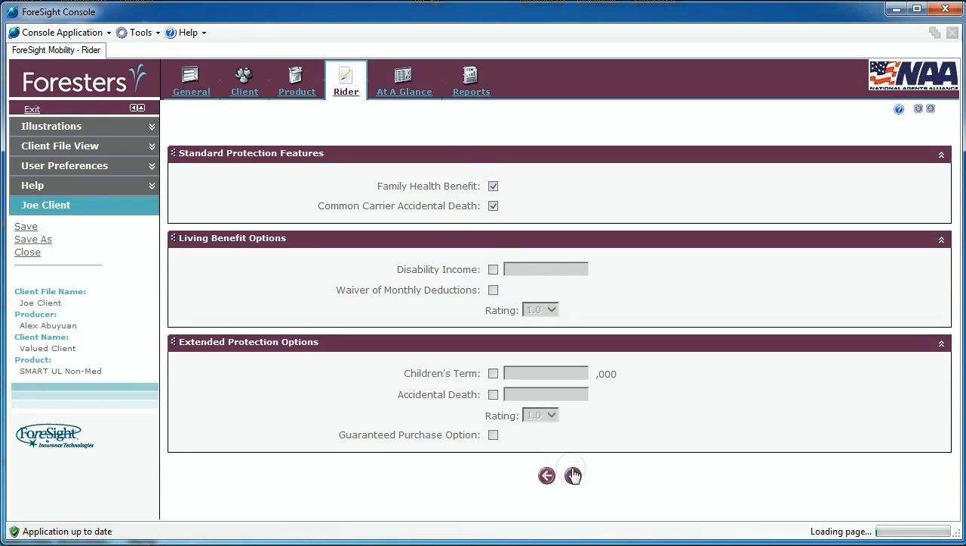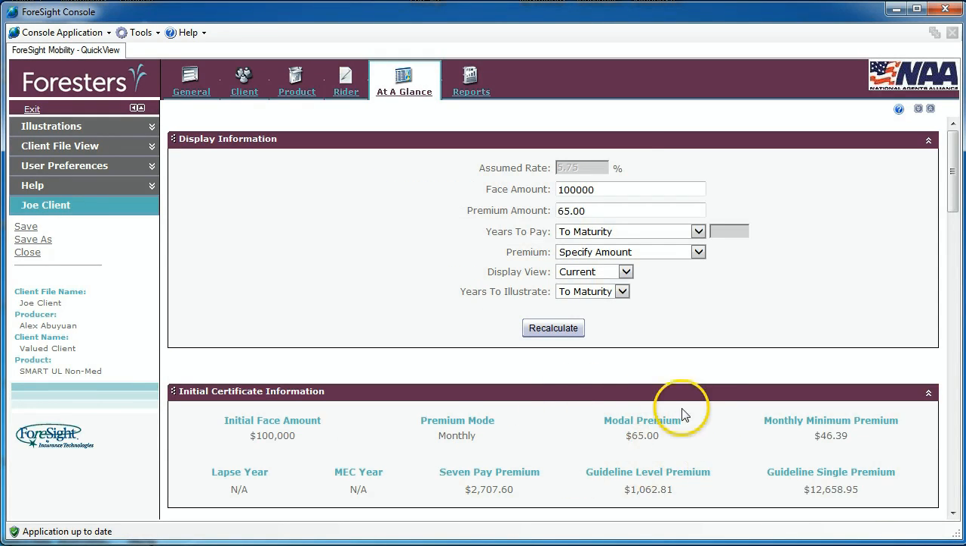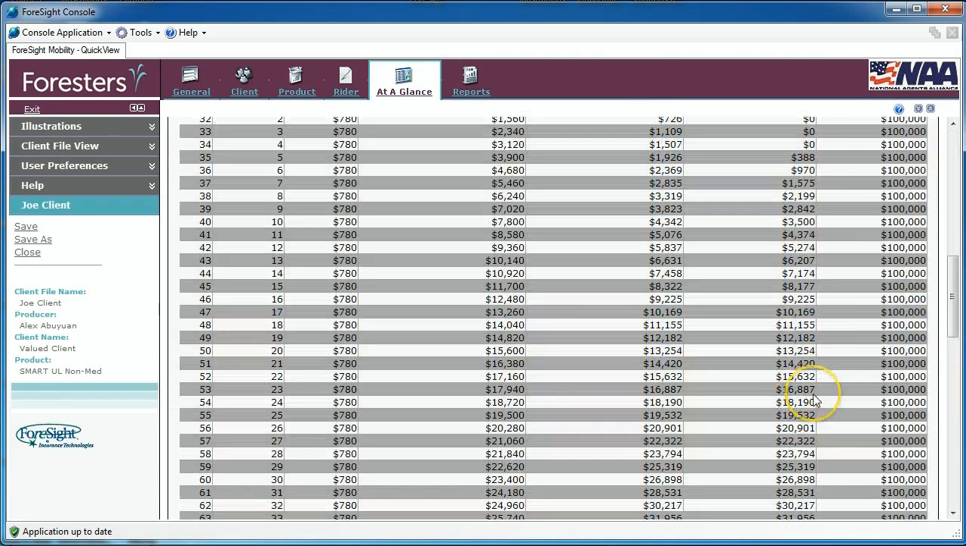Okay, so notice the modal premium is 65. In fact, we could have just put it right there. So let's see what happens to the cash.